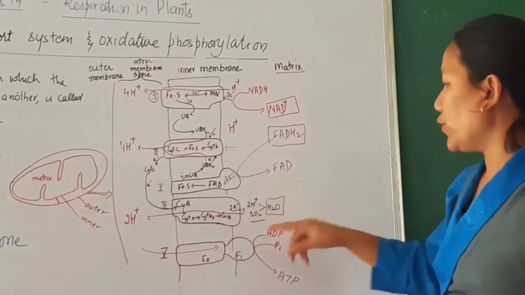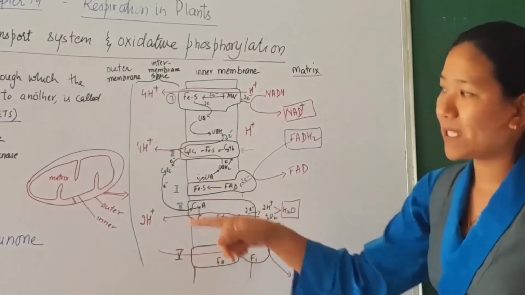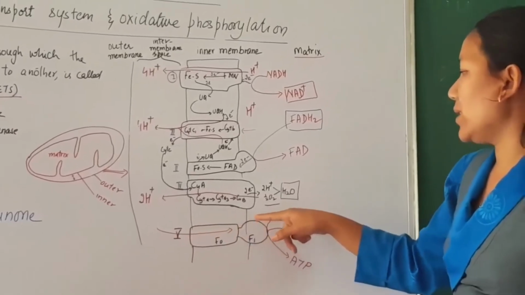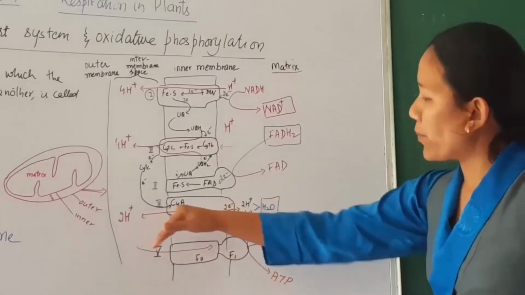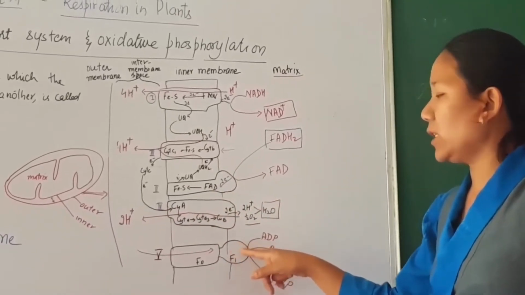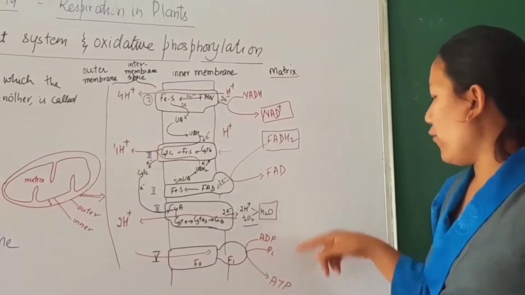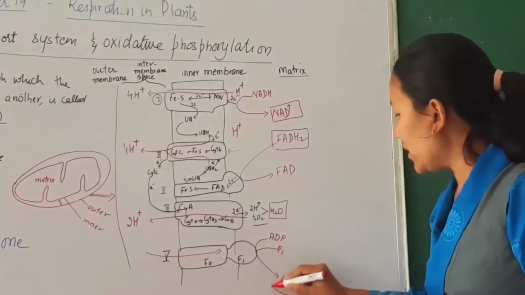So when it moves, it passes through the F0 particle of ATP synthase, or complex number 5, and as this proton passes, the energy created because of the breaking of this gradient activates the F1 particle, and this will help in catalyzing the formation of ATP. Okay, so here you can see ATP synthesis.